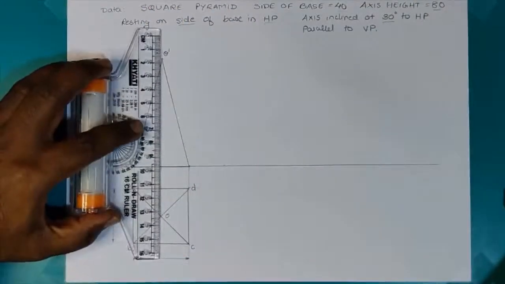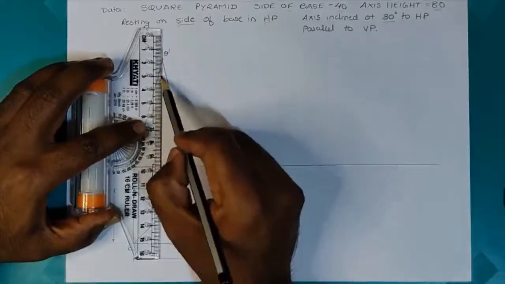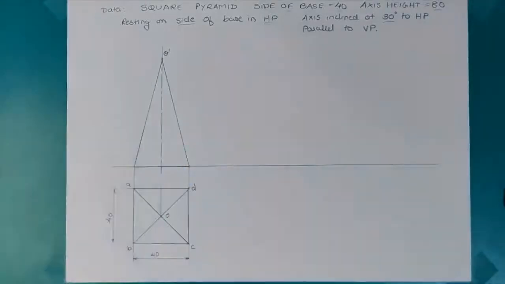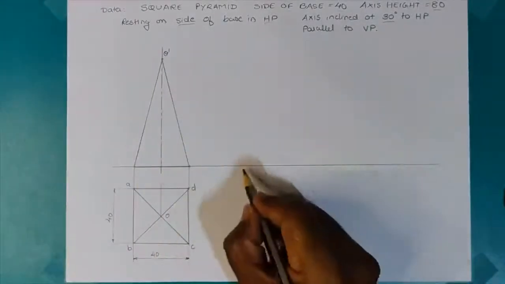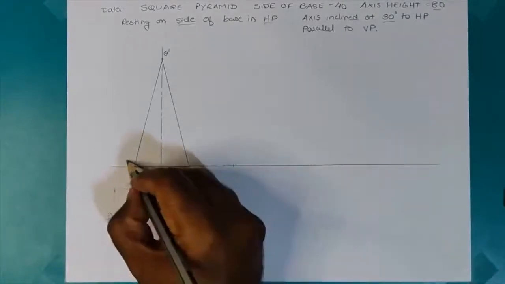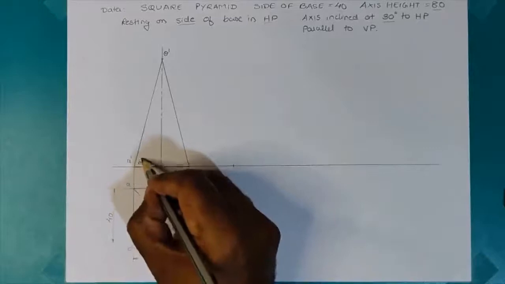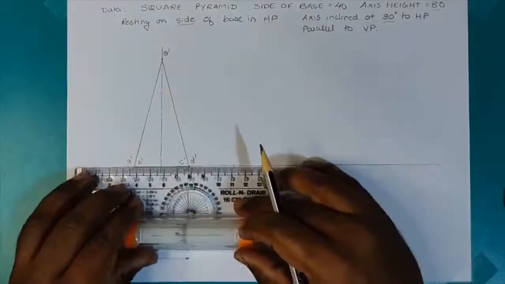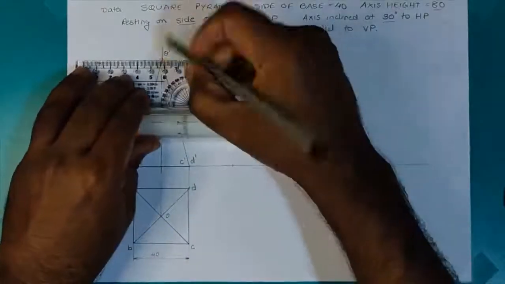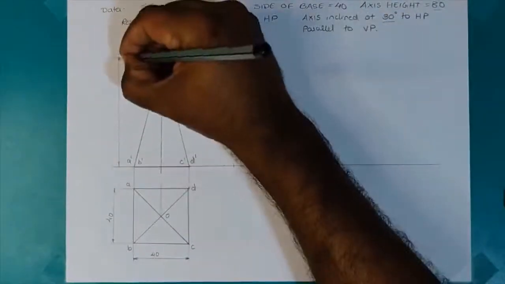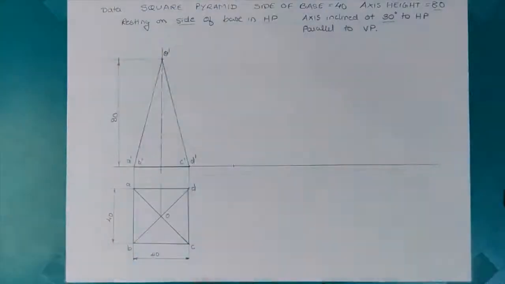Now I draw the axis line, which is a chain thin line with long and short dashes, and name the base points. So in step 2 I have to incline this pyramid. I name the base points A dash, B dash, C dash and D dash. O dash is the apex. The height of the pyramid was 80 mm. So this completes my step 1. I have obtained the top view and front view.